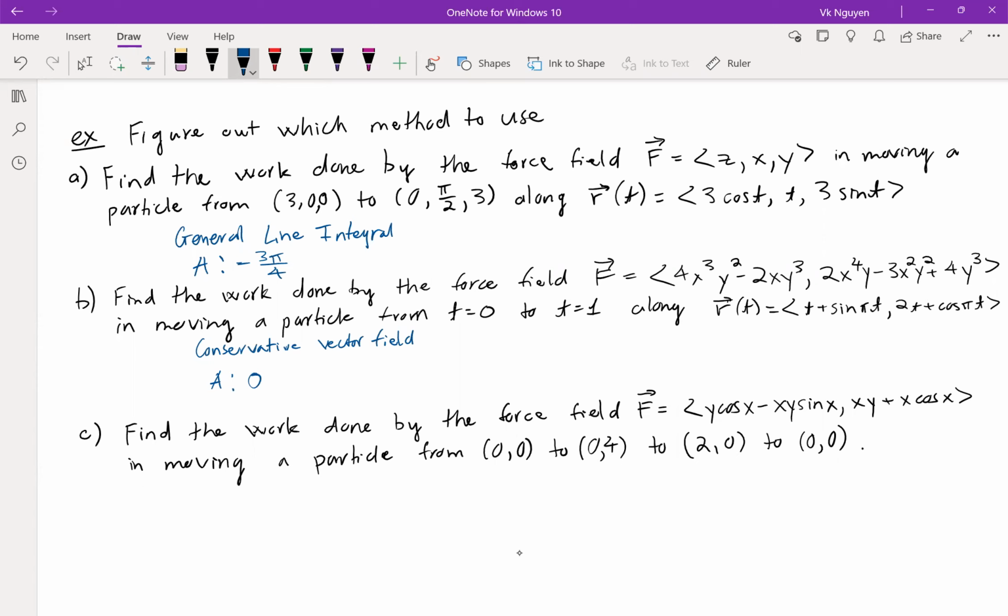Okay, last one. Green's theorem would be a better approach here rather than the general line integral. So Green's theorem is the better approach. So the answer is negative 16/3.